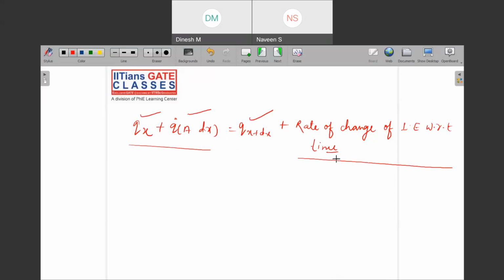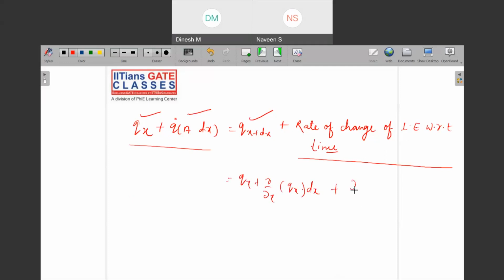So now if you solve this one, I am writing down that one. Then can I write down that this qx plus dx was q of x plus del upon del x of qx into dx? This was this one, right? And what is the rate of change of internal energy?